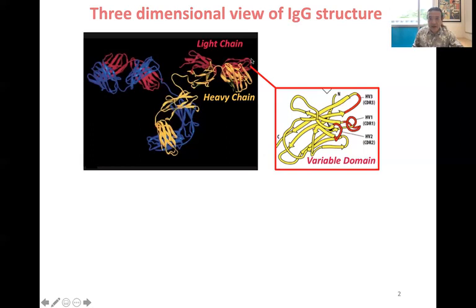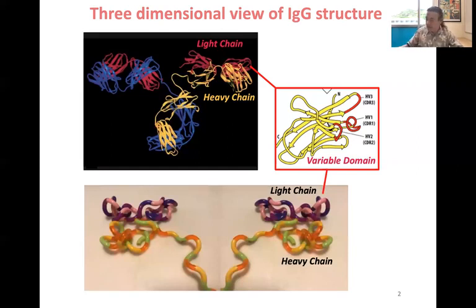And remember that each arm is actually not just the three variable loops of the light chain, but also the three variable loops of the heavy chain. So each antigen binding surface is actually six of these loops together. To help illustrate this, oftentimes I think students lose track of the fact that when we look at these globular structures, we tend to forget, oh, they're a protein, so therefore they're actually made by a peptide chain of amino acids that have to fold up.